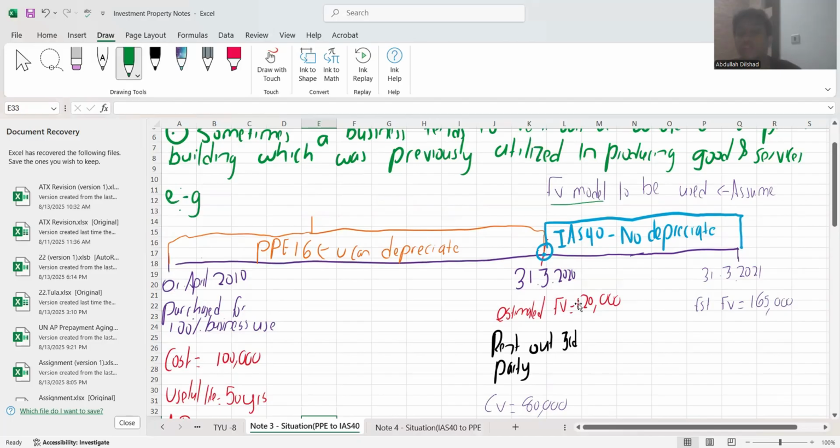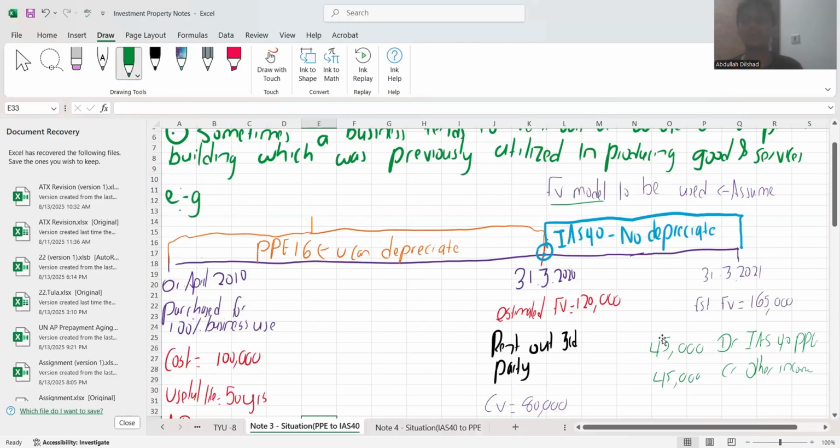So you all know the fair value model is just simple, guys. Can you see on 31st March 2020, your market value was 120,000. On 31st March 2021, your market value is 165,000. So there is a gain. I believe there is a gain of 45,000, which would be transferred to your P&L. This 45,000 would be transferred to your P&L.